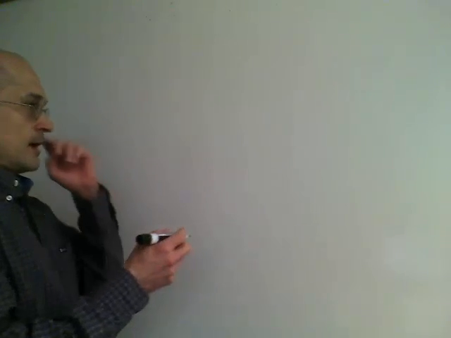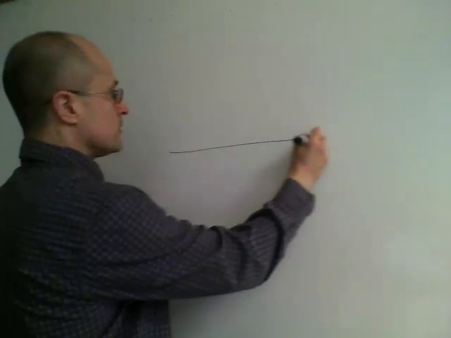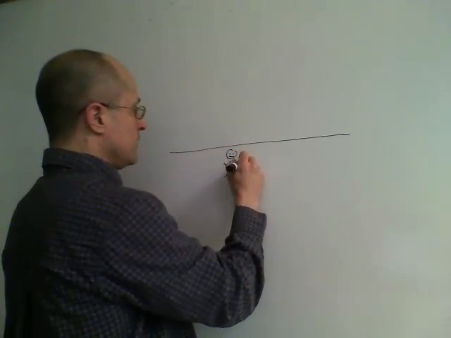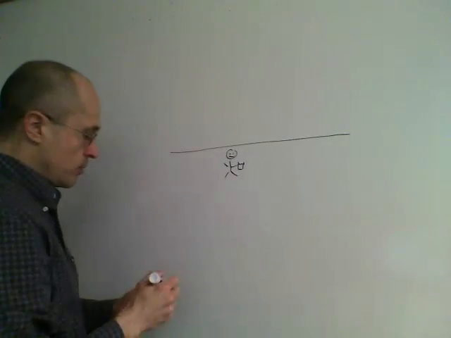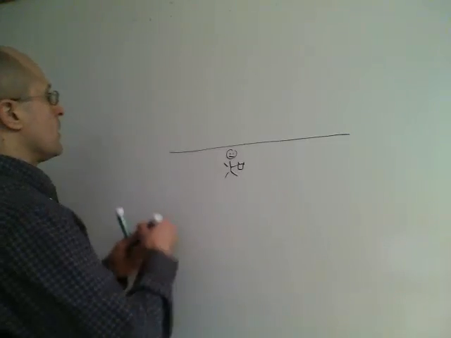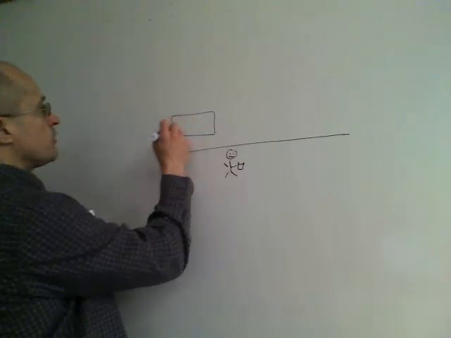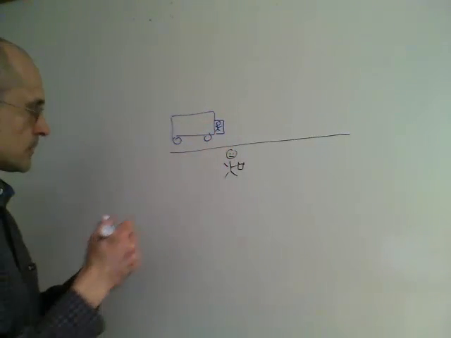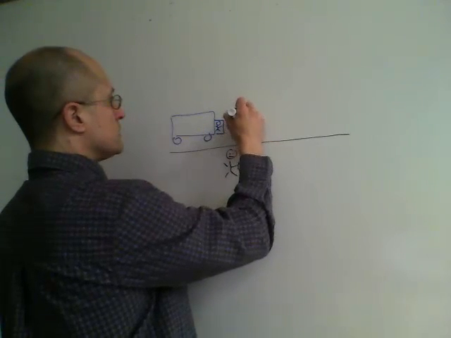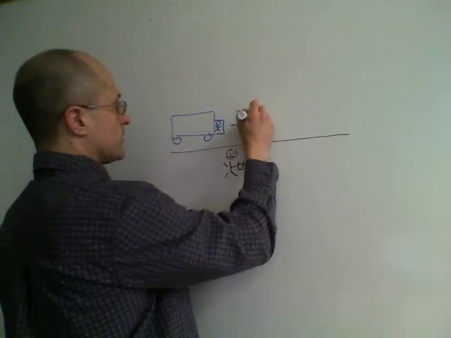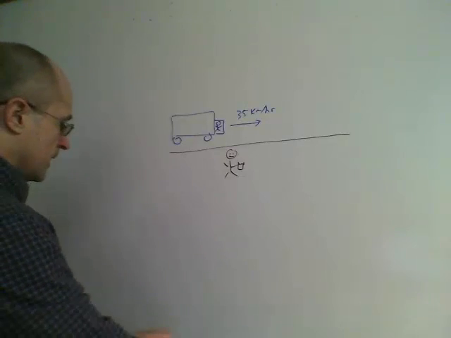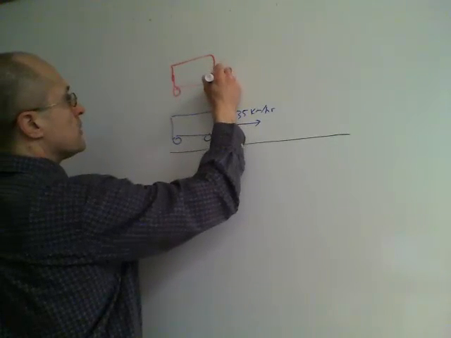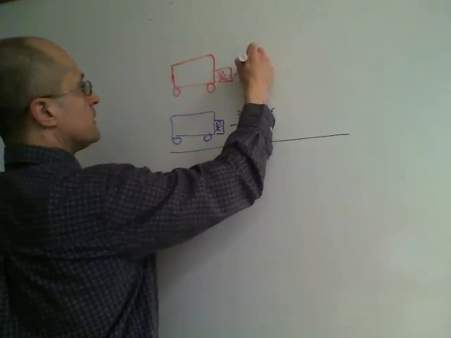And you can think of it this way. Let's say that you're standing here on the side of the road, drinking a glass of lemonade and watching cars go by on the road. The blue truck drives by you, and the blue truck is going 35 kilometers an hour. And then you see another red truck go by, and the red truck is going by at 50 kilometers an hour.